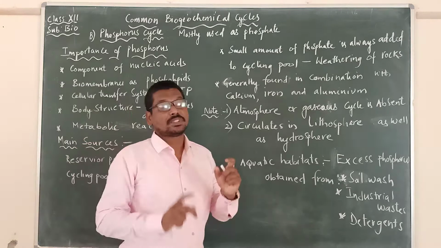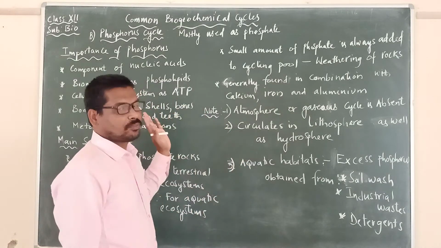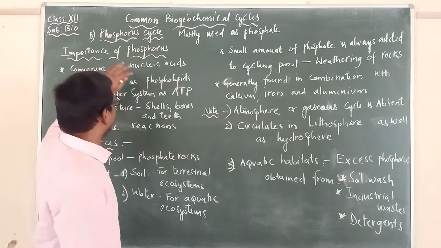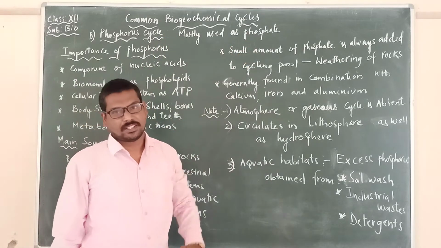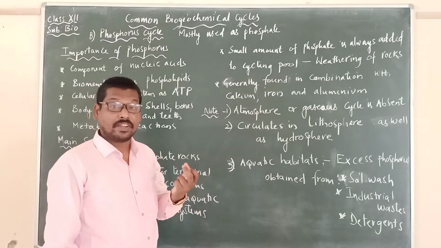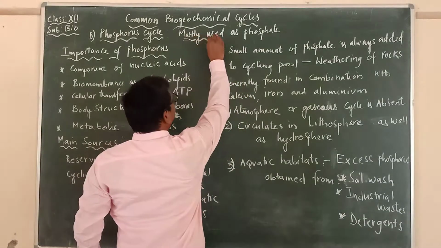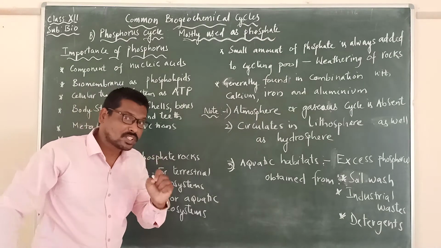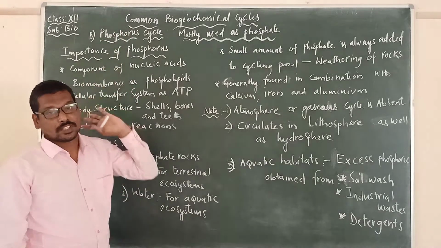There are some important questions that are framed from biogeochemical cycles. So we have to be very careful while we are learning these cycles. Now here the first point that we have to remember when we are discussing the phosphorus cycle is that it is mostly used as phosphate. Remember this. Phosphorus is mostly used as phosphate. That's the first point we have to remember as we go for the phosphorus cycle.